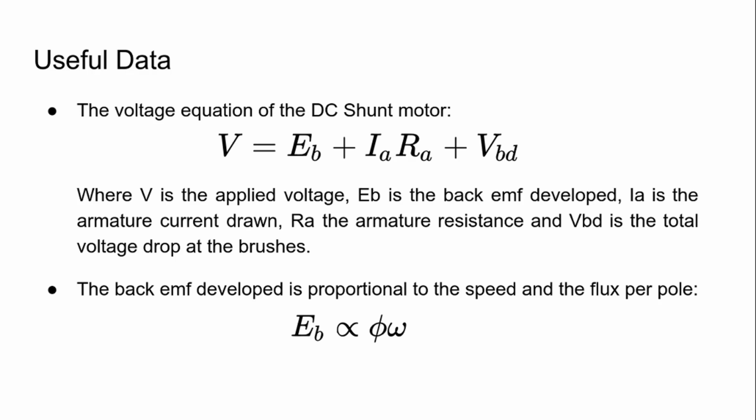We will be using the following concepts to solve this problem. The voltage equation of the DC shunt motor is V equals EB plus IARA plus VBD, where V is the applied voltage, EB is the back EMF developed, IA is the armature current drawn, RA the armature resistance, and VBD is the total voltage drop at the brushes. The back EMF developed is proportional to the speed and the flux per pole. EB is proportional to phi times omega.